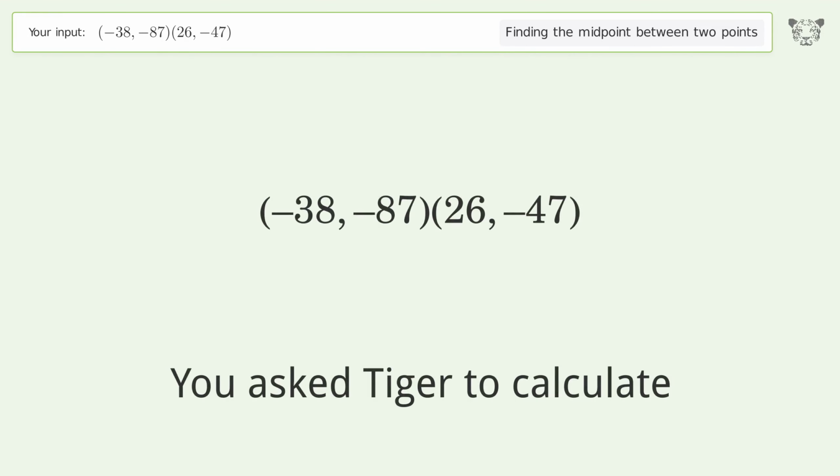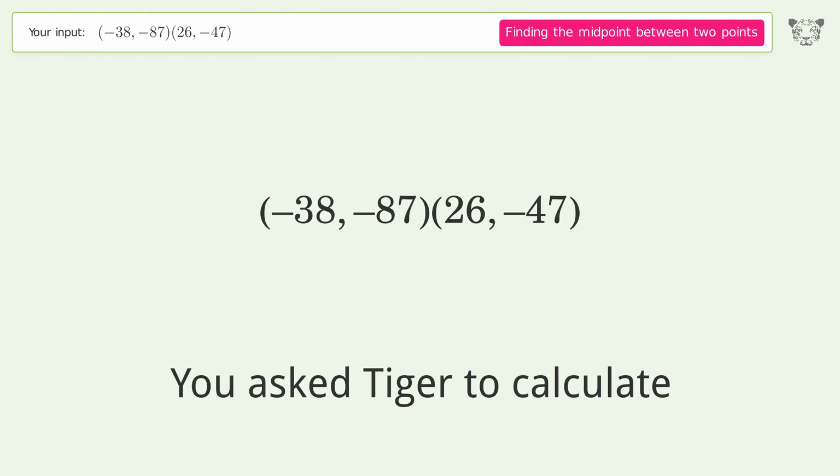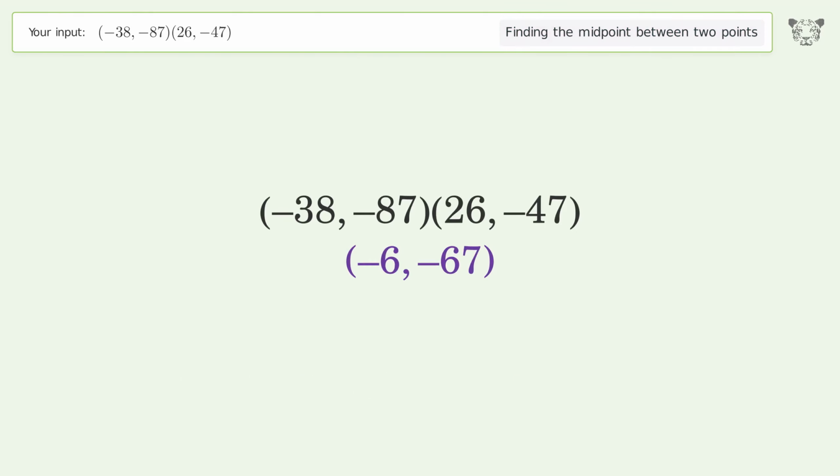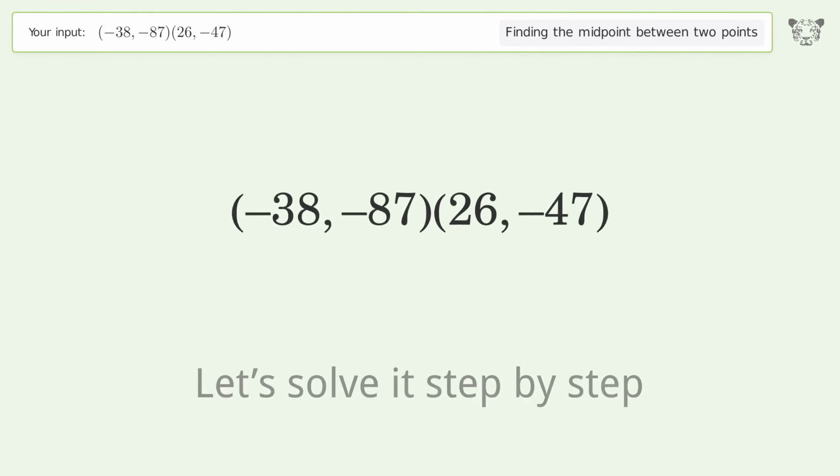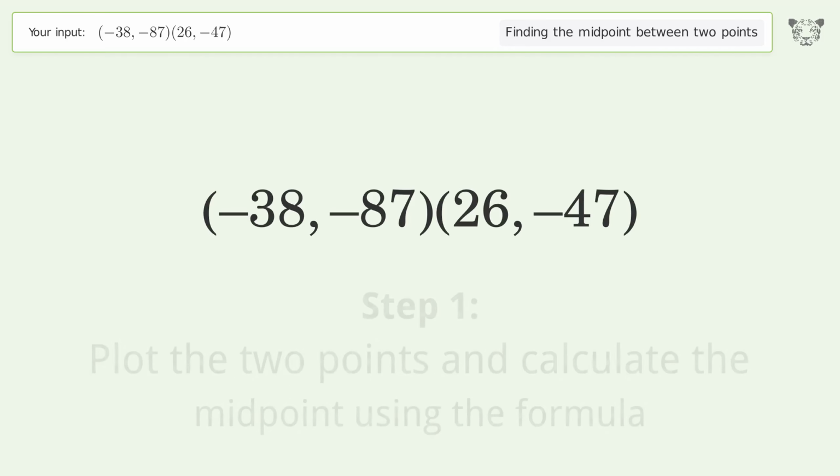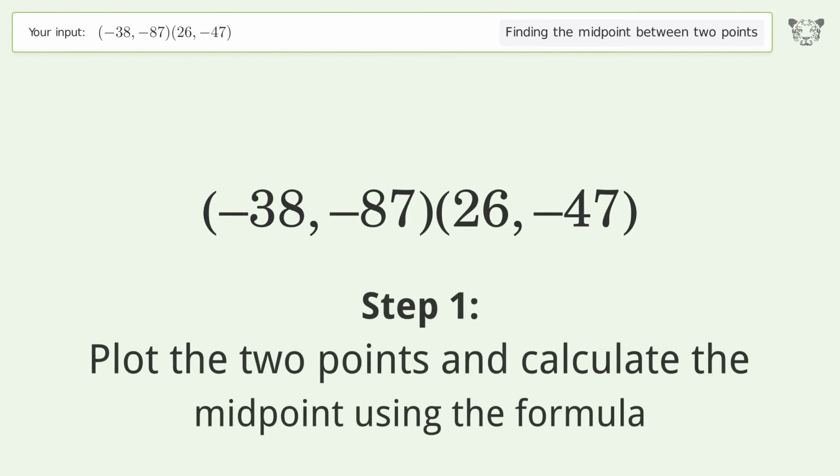You ask Tiger to calculate. This deals with finding the midpoint between 2 points. The midpoint between the 2 points is -6, -67. Let's solve it step by step. Plot the 2 points and calculate the midpoint using the formula.